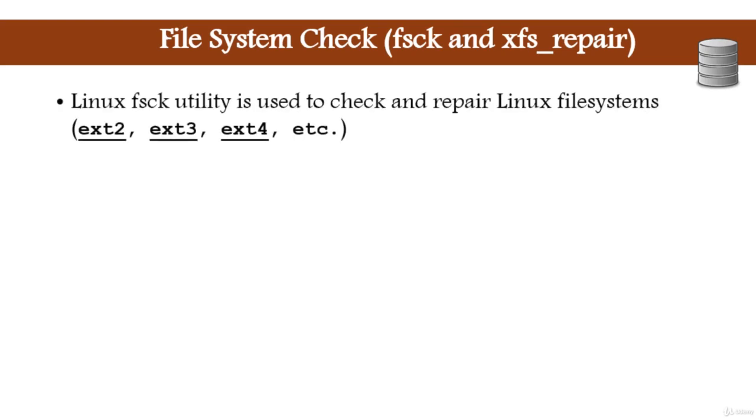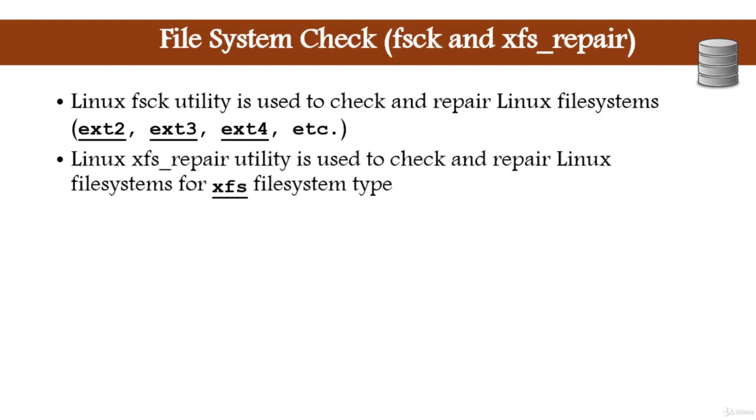So the Linux fsck utility is used to check and repair Linux file systems. And those Linux file systems specifically are ext2, ext3, ext4, and so on. So this utility, once again, is only used for file systems that are built on extension 2, 3, 4, or any other related file system.